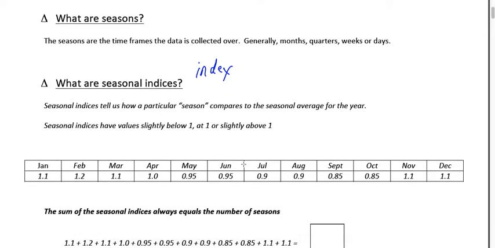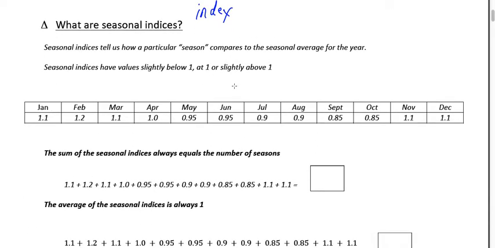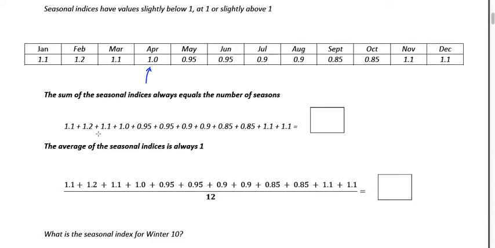Generally, our seasonal indices will be slightly above or slightly below 1, and you'll see that in this example underneath. We've got some seasonal indices for January through to December. Notice how they hover around about the number 1. In April, we have a seasonal index of 1, so that one is the average. January, February, March, and November, December are slightly above 1, which means they're above the average. Anything below 1, so these ones from May through to October, are below the average for that year.